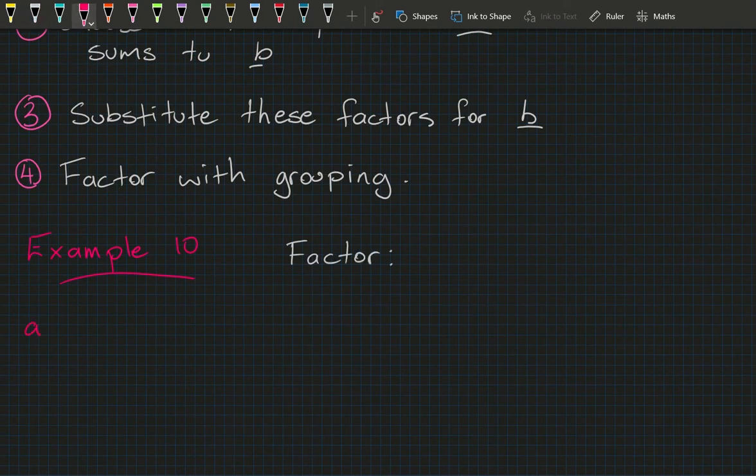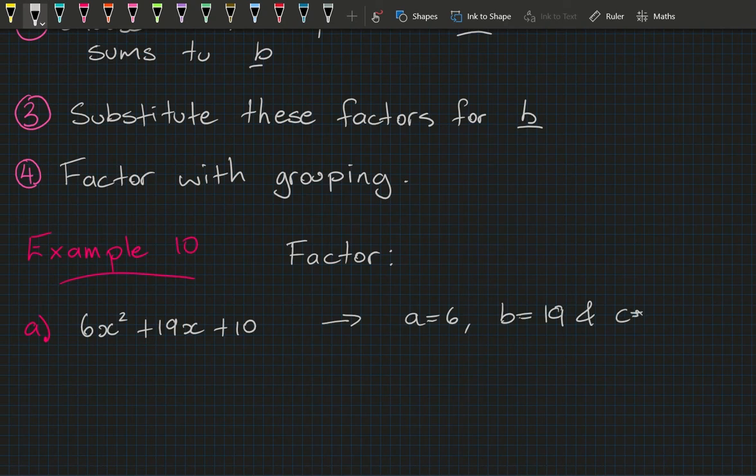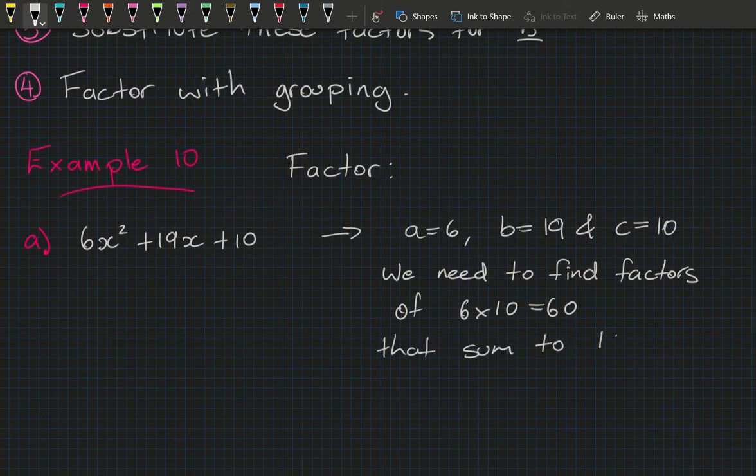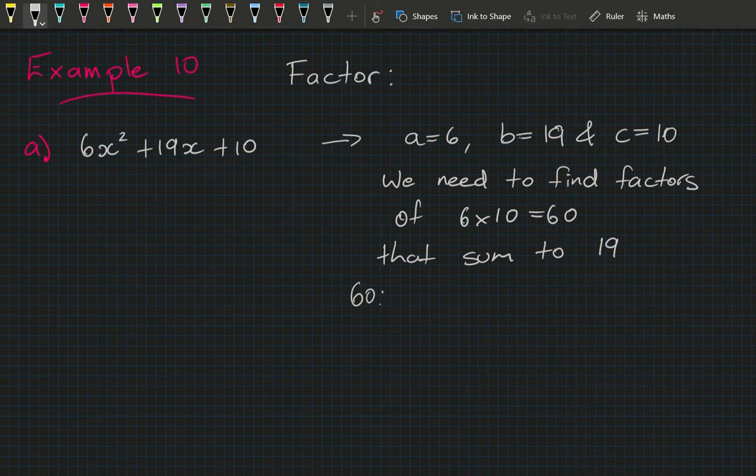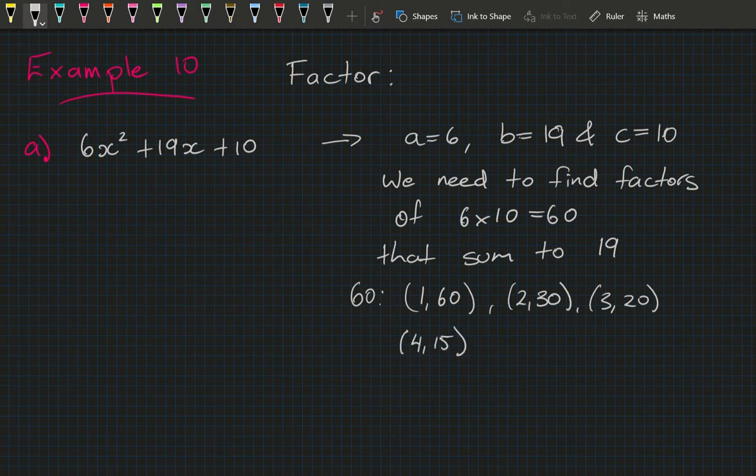First up in part A, we have 6x squared plus 19x plus 10. So here A is equal to 6, B is equal to 19, and C is equal to 10. So we need to find factors of 6 times 10, or 60, that sum to 19. So factor pairs of 60 are 1 and 60, 2 and 30, 3 and 20, and 4 and 15. Now 4 plus 15 equals 19. And we can stop there because we've found a factor of 60 that sums to 19.